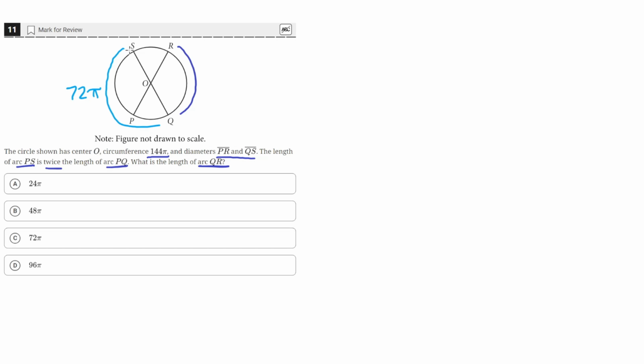We know that the length of arc SP, let's call that X, and the length of arc PQ, let's call that Y, added together should equal 72 pi. And we also know that the length of arc PS is twice the length of arc PQ. So PS here is X, so X is equal to 2 times Y. Since Y is PQ and X is PS, PS is twice the length of PQ.